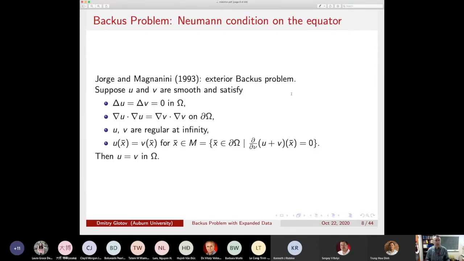All right, some other results in this direction is due to Jorge and Magnanini. So they considered the problem also on the sphere, and they considered this domain where the normal derivative of the function is zero. So this, in some sense, can be referred to as the magnetic equator. So if we can guarantee for two functions that their values match on this magnetic equator, and the magnitudes of the gradients match on the whole of the boundary, and these two functions are harmonic, then we can guarantee uniqueness under these conditions.